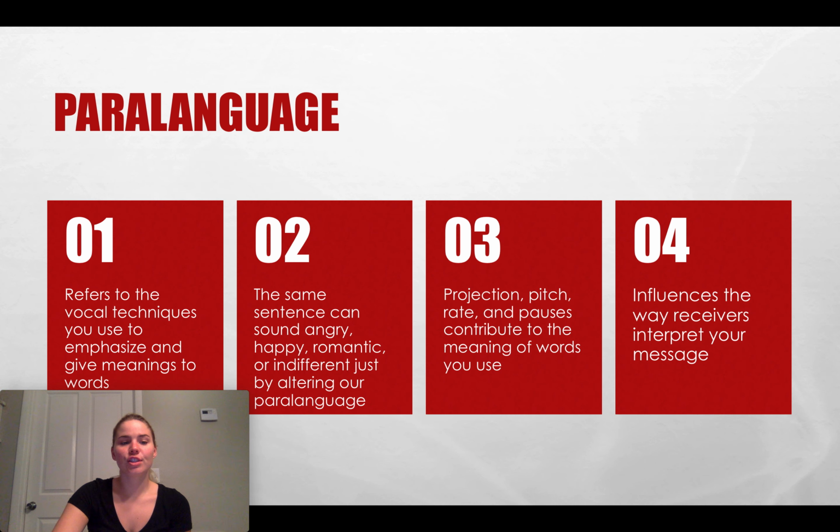Paralanguage refers to vocal techniques used to emphasize and give meanings to words. The same sentence can sound angry, happy, romantic, or indifferent just by altering our paralanguage. This is done through projection, pitch, rate, and pauses to the meaning of words you use. This also influences the way receivers interpret your message.